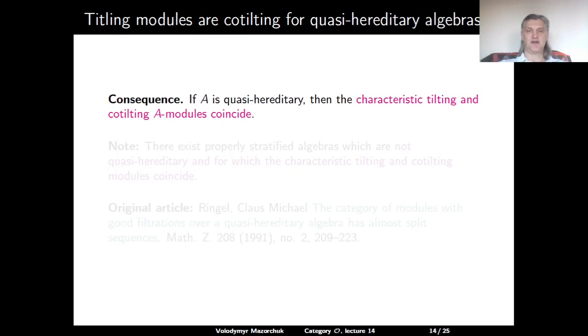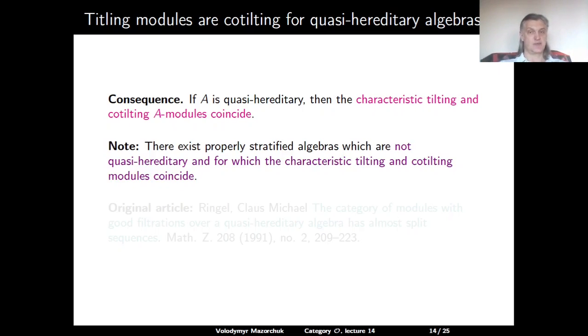In the case of quasi-hereditary algebras, since standard and proper standard modules coincide, and similarly costandard and proper costandard modules coincide, we get that if A is a quasi-hereditary algebra, then the characteristic tilting module is also a characteristic cotilting module. Please note that there exist properly stratified algebras which are not quasi-hereditary and which have a similar property, that the characteristic tilting module is also cotilting.